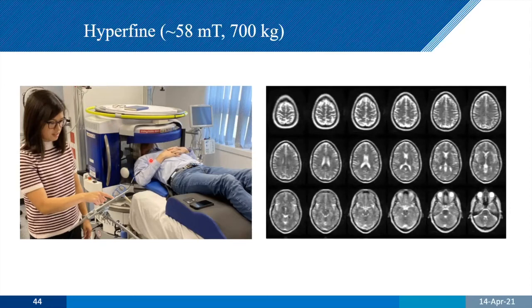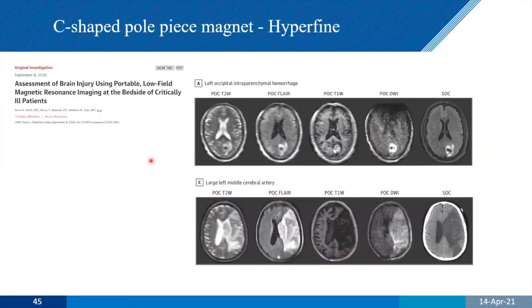And again, the images coming out, if you think about it from 58 millitesla, pretty impressive. I mean, these look like 1.5T images, probably from the mid 1990s. And a lot of work is now beginning to come out showing this operation in the clinic. So Kevin Sheth, also the people at Yale, a lot of people here.